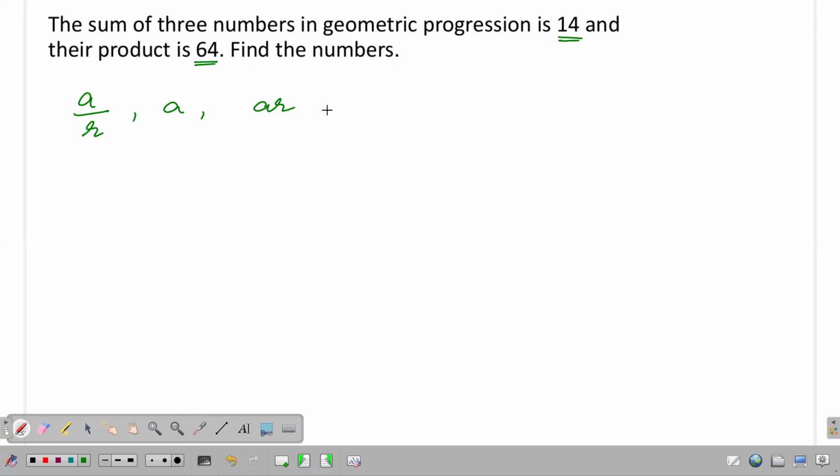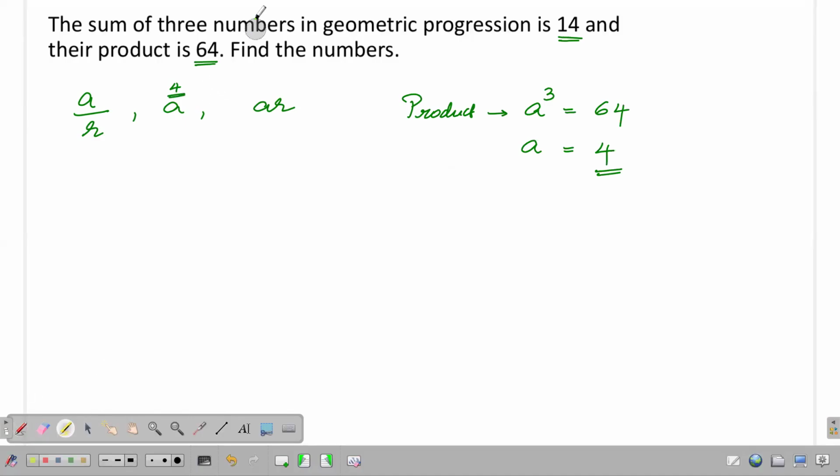When you consider the product of these three numbers, it is nothing but A by R into A into AR. R will get cancelled off. I can see that A cube is coming as 64. That gives me A equal to 4. So I got one number here, it is equal to 4.